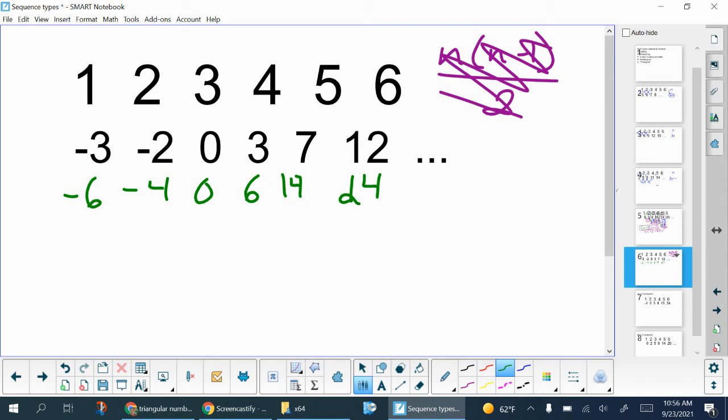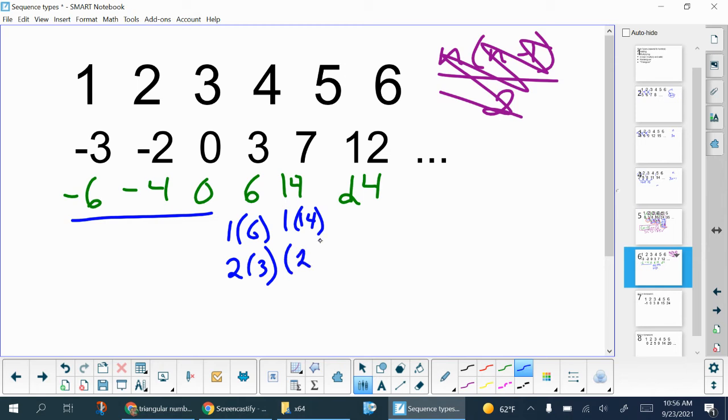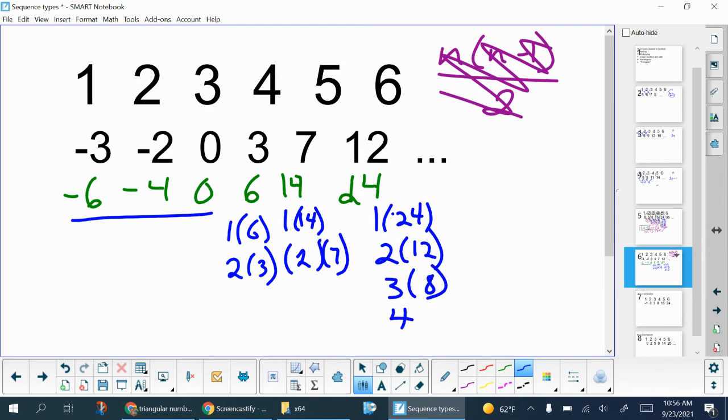So I'm instead going to deal with these green numbers. And I know those are probably going to be rectangular. So I'm going to go ahead and find the factors of those. Again, I'm going to ignore those. I'm going to start here. So this could be 1 times 6 or 2 times 3. 14 could be 1 times 14 or 2 times 7. And then 24 has a lot of options. 1 times 24, 2 times 12, 3 times 8, or 4 times 6.